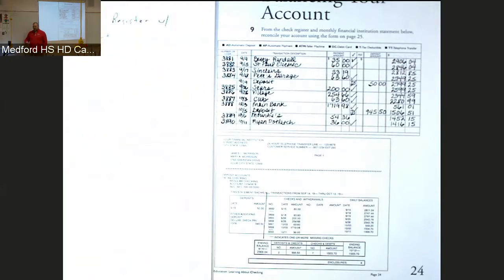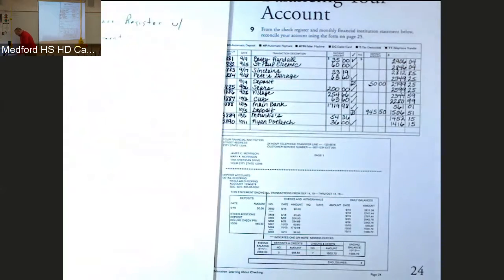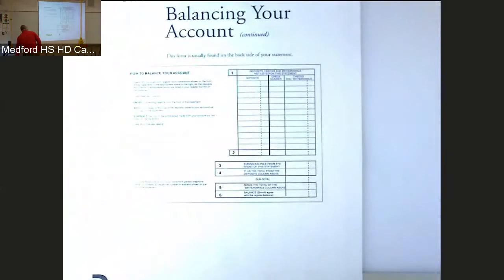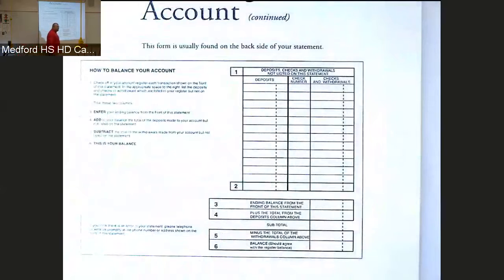So what we're going to do now is go through a process. If you take a look on the back page, and again, all this is in your study guide, your statement will have something that looks similar to this. It may not be the exact same format, but basically all the information is there. If you can read through and follow the directions, you're going to be able to do this.